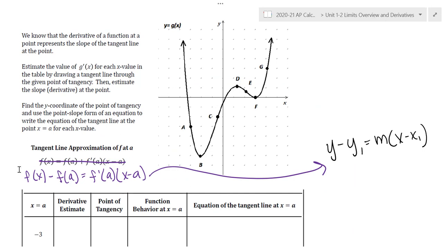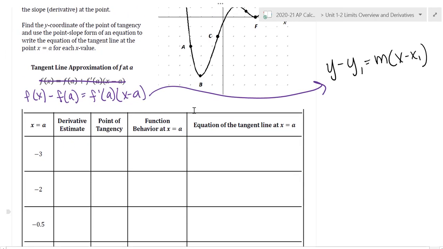So the last thing that we're going to be looking at is we're going to estimate the value of the derivative for each value. So g prime, whenever we see this, we're thinking, what is the derivative or that instantaneous rate of change? Then we're going to estimate the slope or that derivative at that point, and also think about what the equation of the tangent line would be.